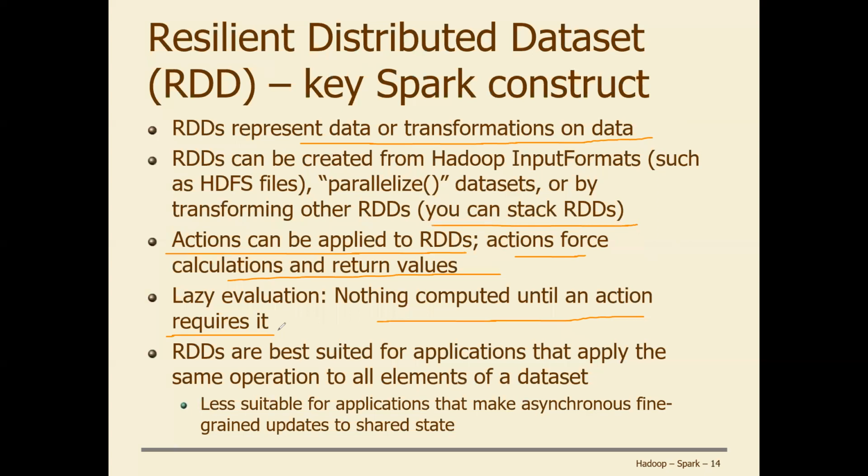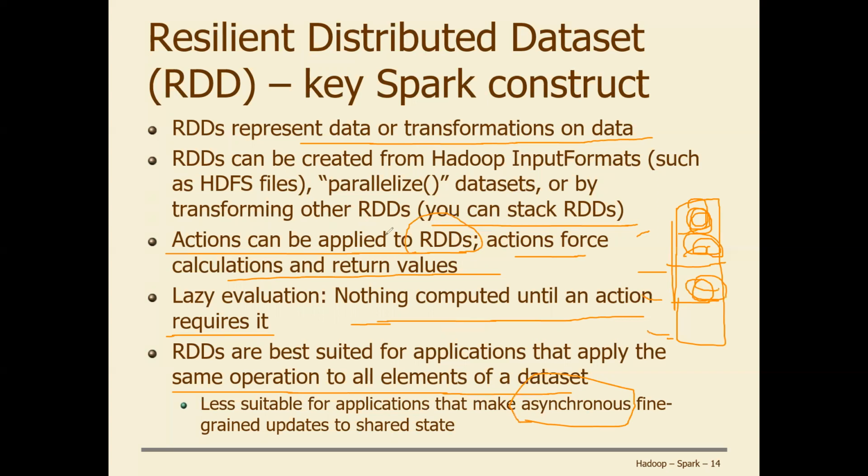They are suited for applications that apply the same operation to all elements of a data set. So if I have a huge array of data and I want to do the same thing on that, RDDs are really cool for that. Okay. But if I have some asynchronous activity, meaning for these elements I require something else, and for those elements I require something else, then it's not very common to use RDDs for that. So they're going to slow down things. Okay?